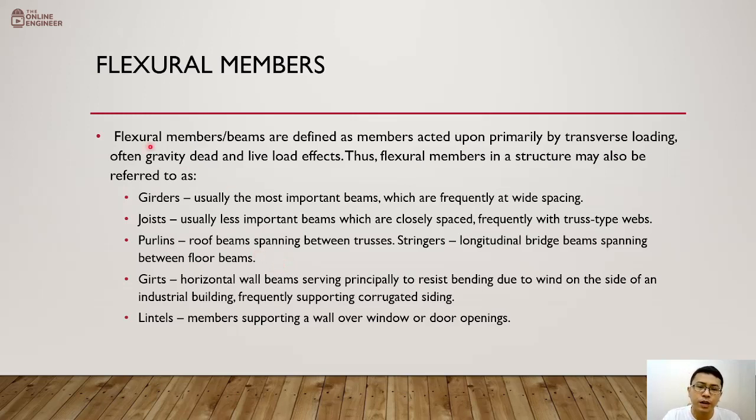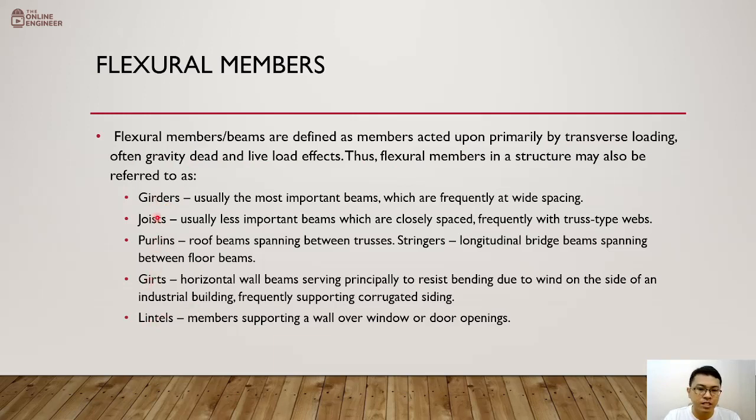All right, let's have a quick overview of flexural members. So basically, these are beams. Now we're familiar with beams. Beams are defined as members acted upon primarily by transverse loading, often gravity, dead, or live load effects. And there are many different types of flexural members in a structure. We have girders, joists, purlins, girts, and lintels.